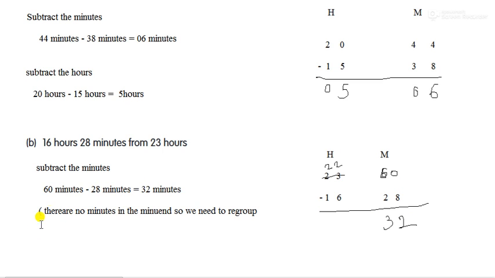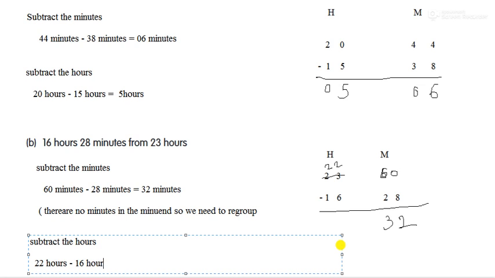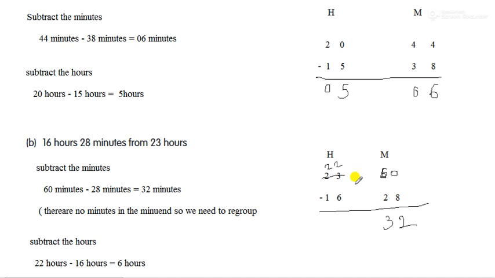Now subtract the hours. Here hours are 22 hours minus 16 hours. How much is it? 22 minus 16 is 6 hours. Now write the 6 hours in the hours column.